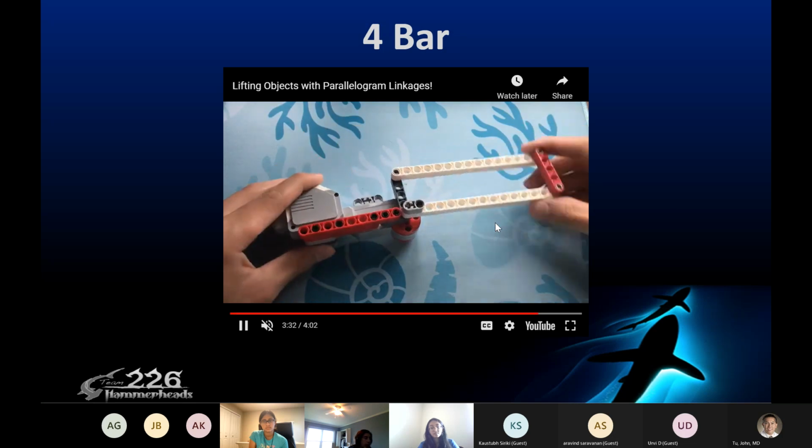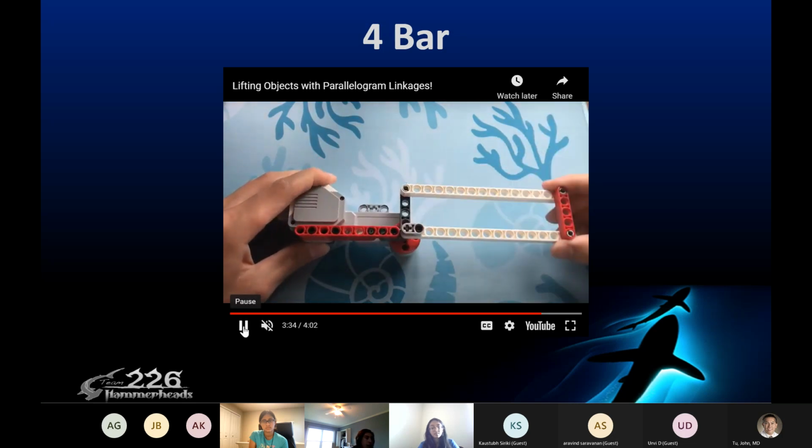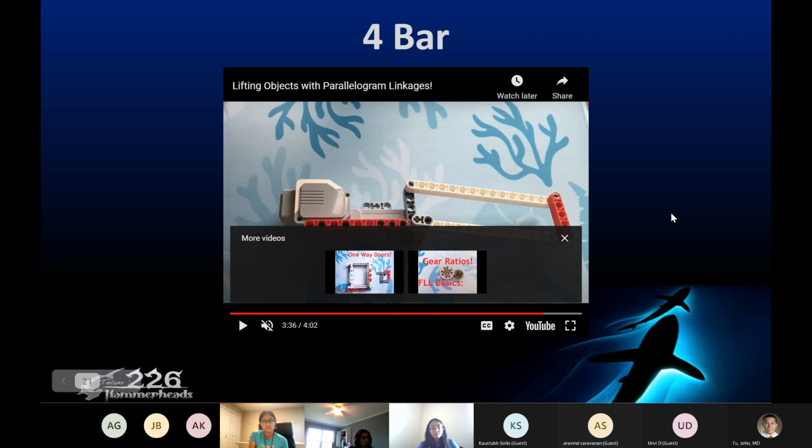So as you saw in the video, the red piece stayed in the same orientation, no matter how much it moved.